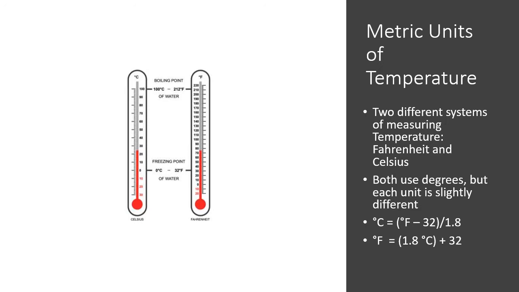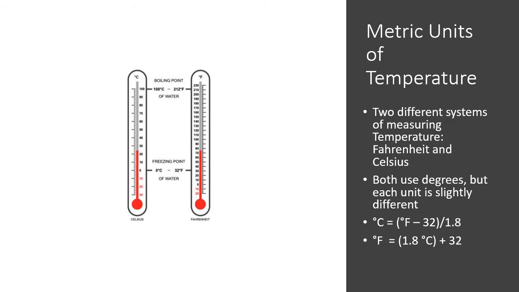But they both use degrees, so they're called the same thing, but they are different. Something to be aware of, though, is a few important temperatures to remember. In Fahrenheit, the boiling point of water is 212 degrees Fahrenheit, but in the metric system, it's very easy. It's 100 degrees Celsius. Beautiful. And then the freezing point, we have 32 degrees Fahrenheit, but in the Celsius system, it's 0.